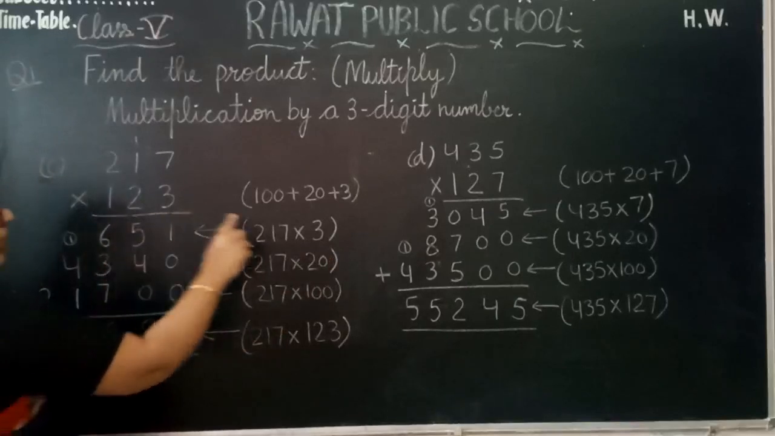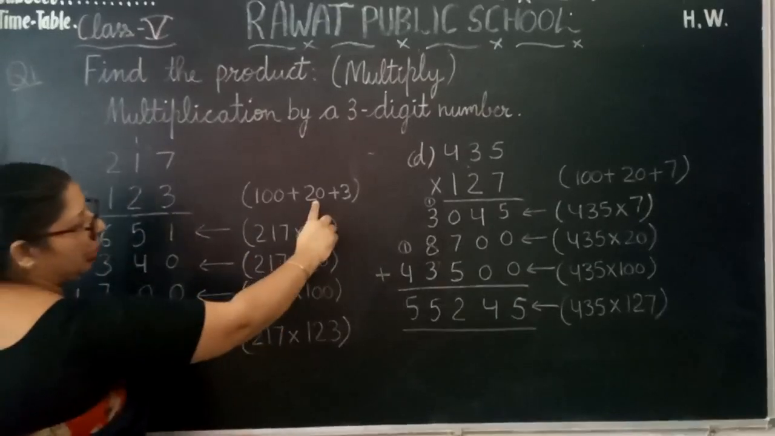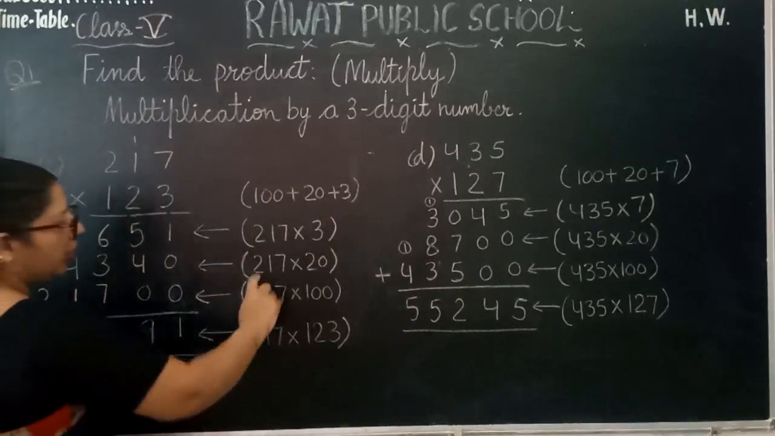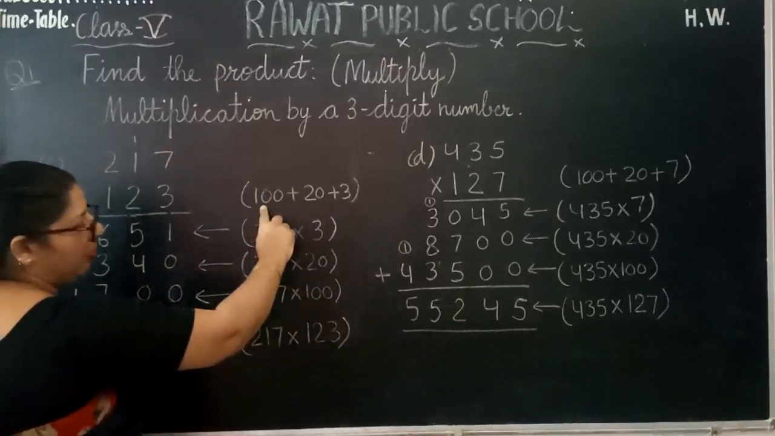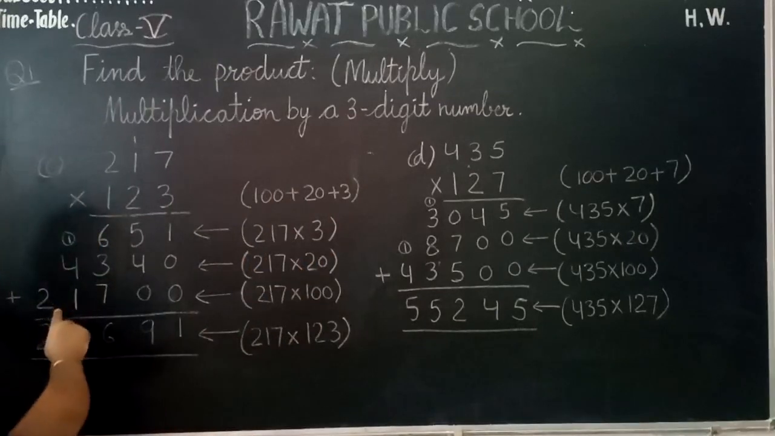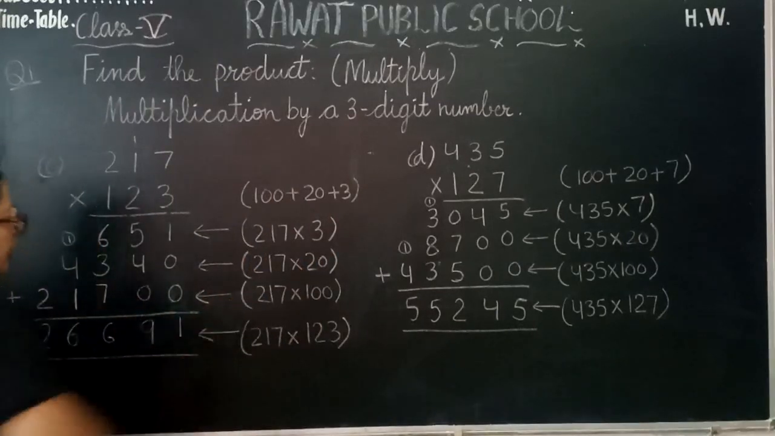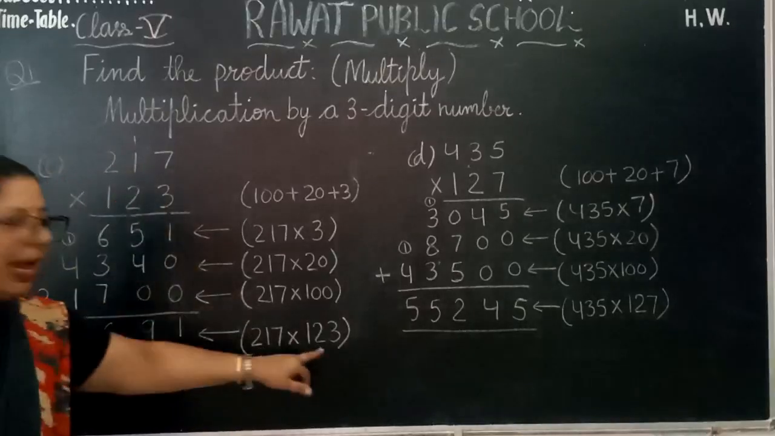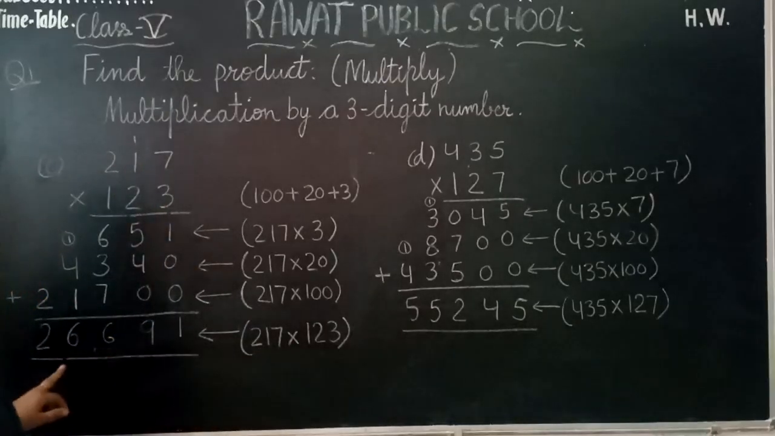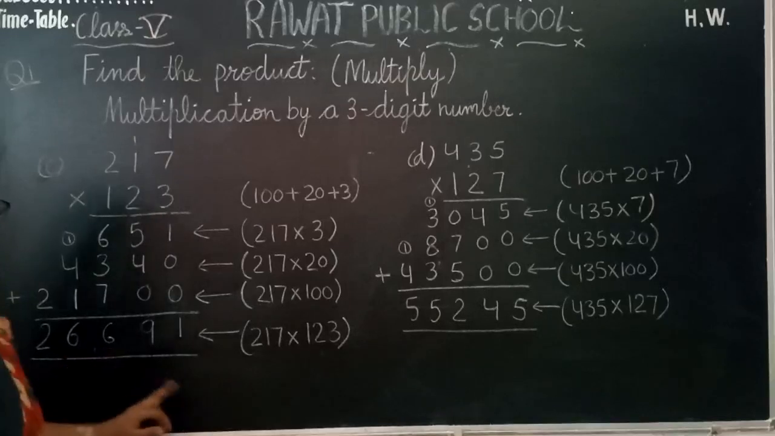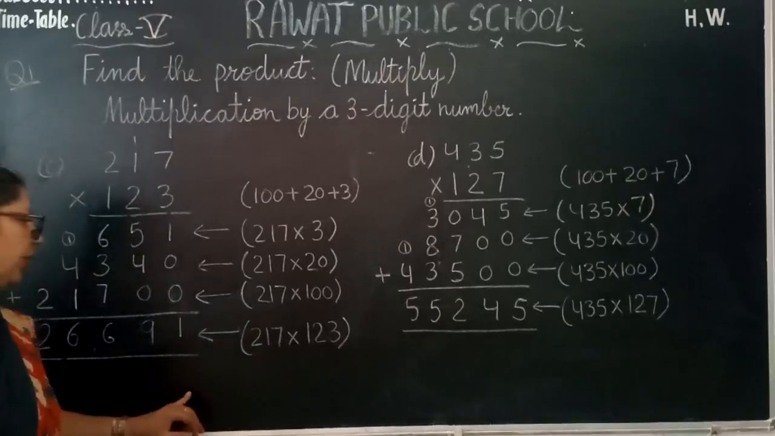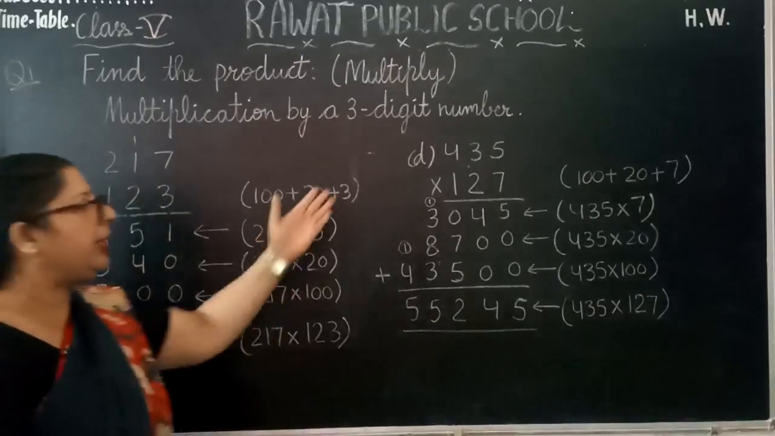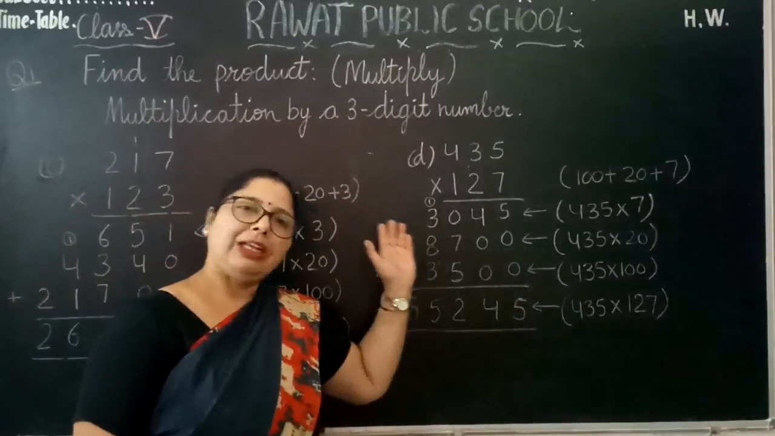See at the blackboard, students: 217 multiplied by 3 is equal to 651. Then 217 multiplied by 20 is equal to 4340. Then 217 multiplied by 100 is equal to 21,700. So add all these products. So 217 multiplied by 123 is equal to 26,691. So students, write down sum number C.